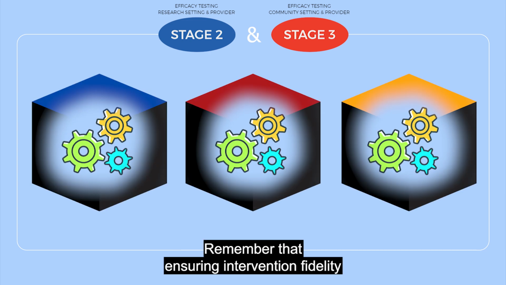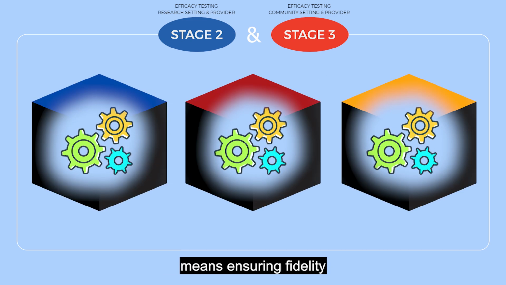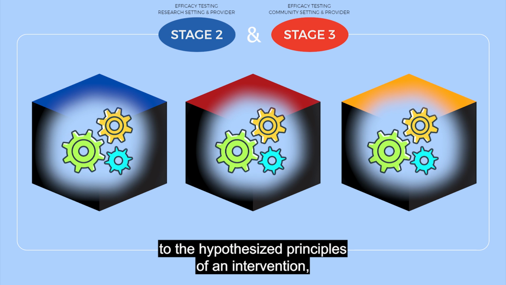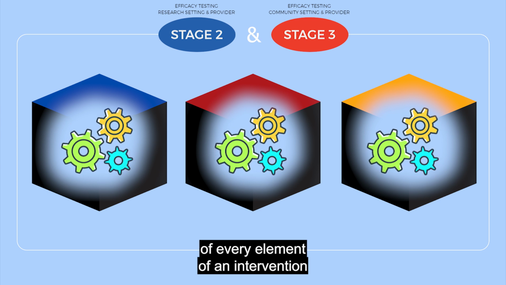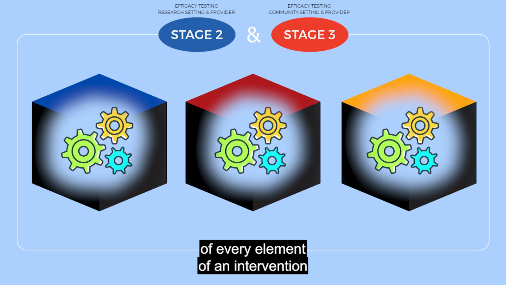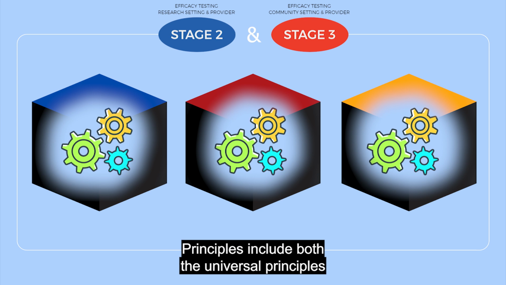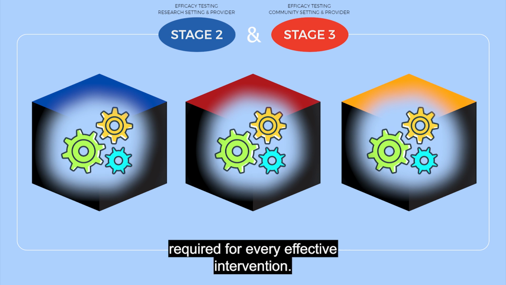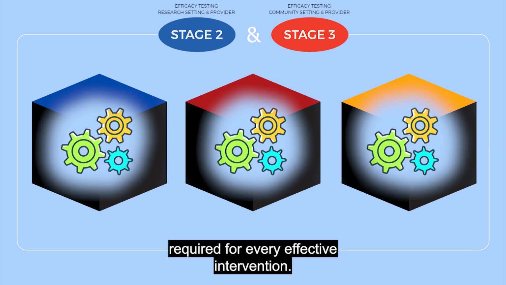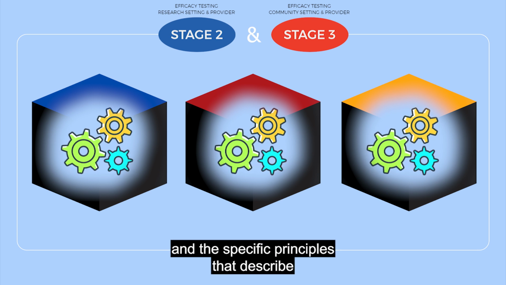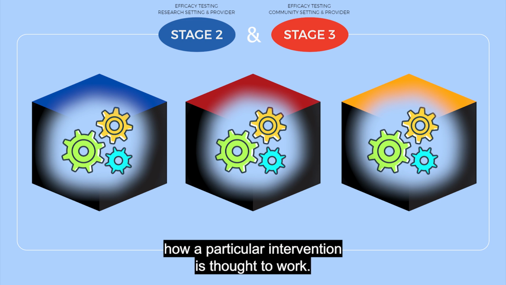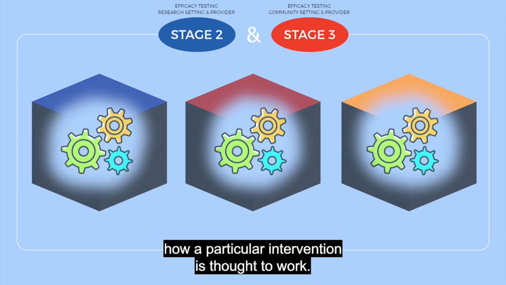Remember that ensuring intervention fidelity means ensuring fidelity to the hypothesized principles of an intervention, not necessarily the exact duplication of every element of an intervention. And an intervention's principles include both the universal principles required for every effective intervention, for example, respect for autonomy and values, and the specific principles that describe how a particular intervention is thought to work.